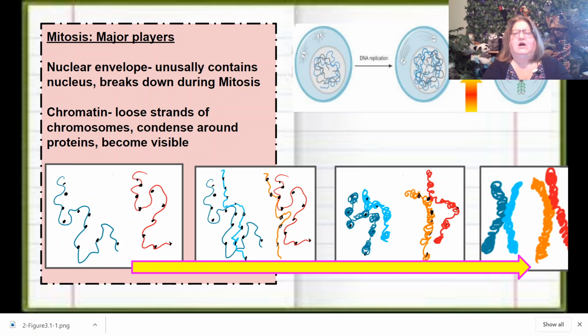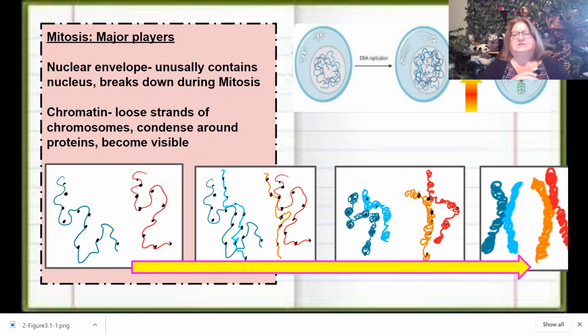So the nuclear envelope is the part of the cell that usually contains the nucleus. And it's pretty good at that. It holds the nucleus in, it holds the chromosomes in. But during mitosis, it actually breaks down, it breaks apart. And that's to expand the area of the nucleus and allow the chromosomes to move.